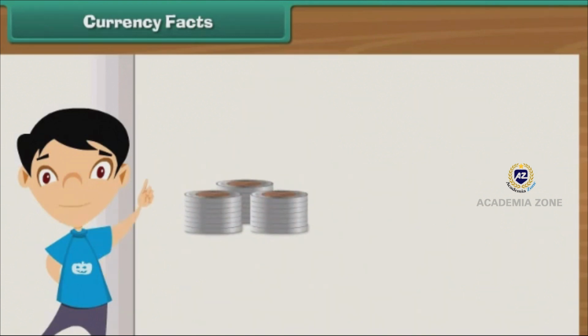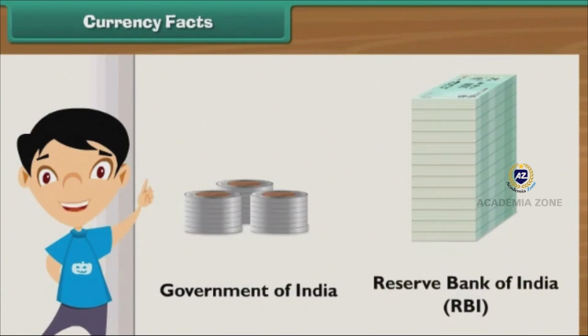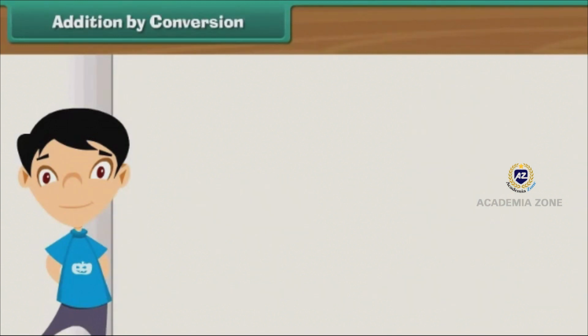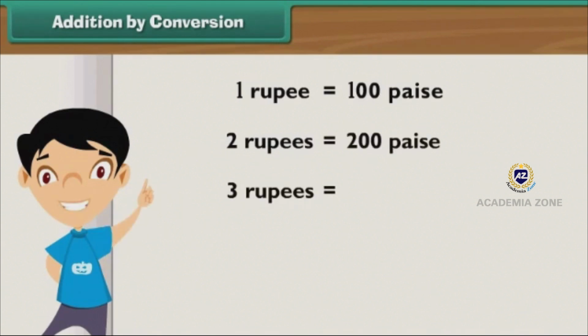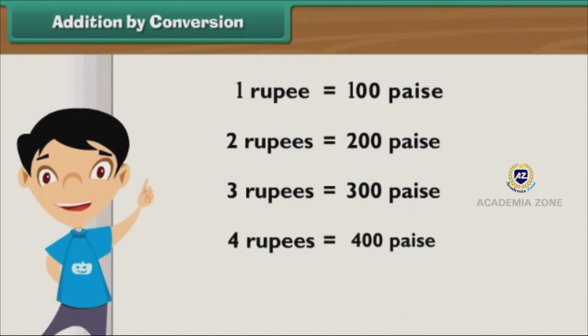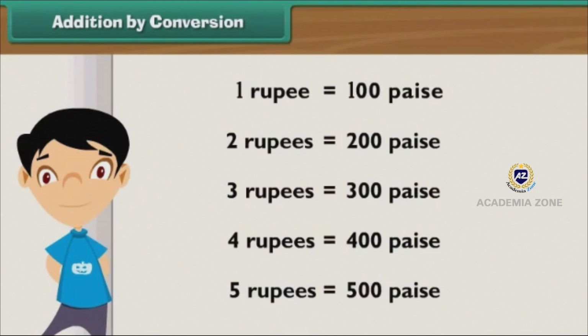While the coins are minted by the Government of India, the bank notes are issued by the Reserve Bank of India (RBI). Addition by conversion. You are aware that 1 rupee is equal to 100 paise. It means 2 rupees are equal to 200 paise, 3 rupees are equal to 300 paise, 4 rupees are equal to 400 paise, and 5 rupees are equal to 500 paise.